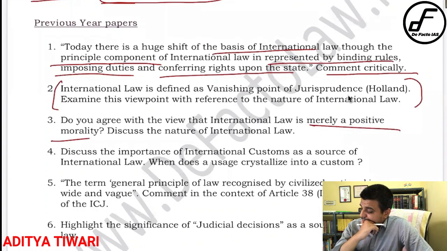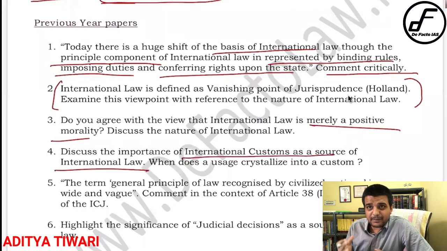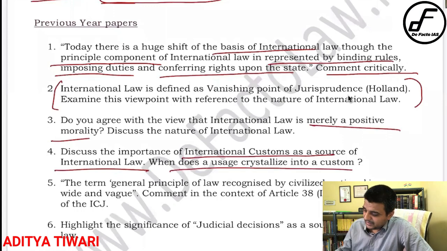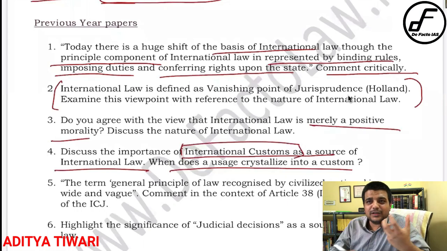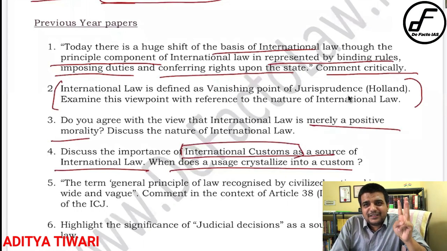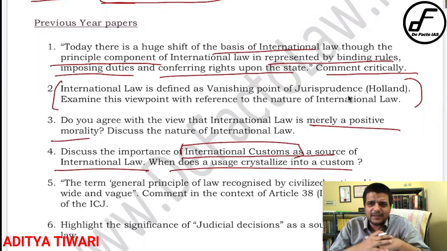Okay, right. So remember this question: discuss the importance of international custom as a source of international law. Now think about it. I have already told you this part, how usage crystallizes into custom, but what importance does international custom have? See, custom has basically 3 importances. First, it introduces flexibility in international law. Custom is not fixed, right? So some flexibility might be there.